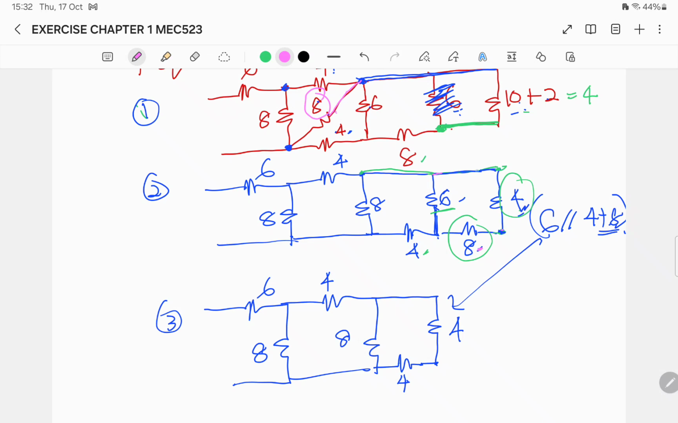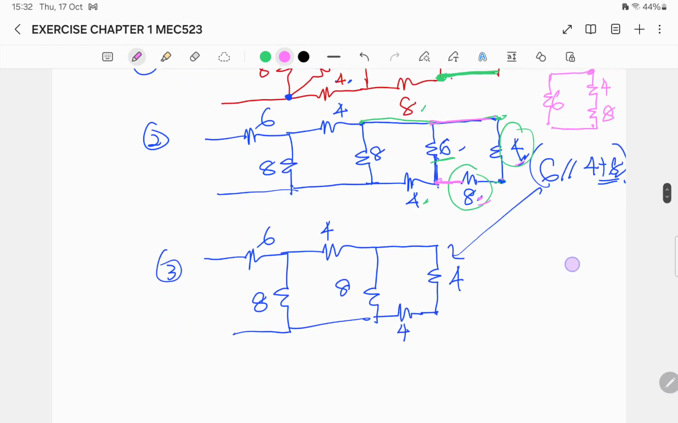Series dengan 4 lah. Sebab dia macam ni. Okey. 6. Ni 6. Ni 4. Ni 8. Kaki 6 berjumpa dengan 4. Kaki 6 berjumpa dengan 8. Sini bawah jumpa 8. Atas jumpa 4. Which is 4 dengan 8 ni series lah. Boleh? Kan? Dia tak ada sambung dengan orang lain lah. Kalau dia ada sambung kat tepi tu lain lah.